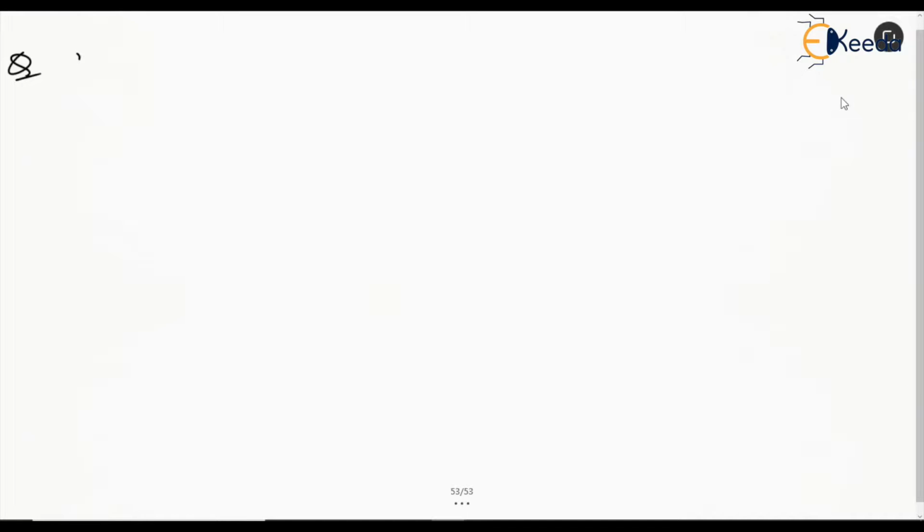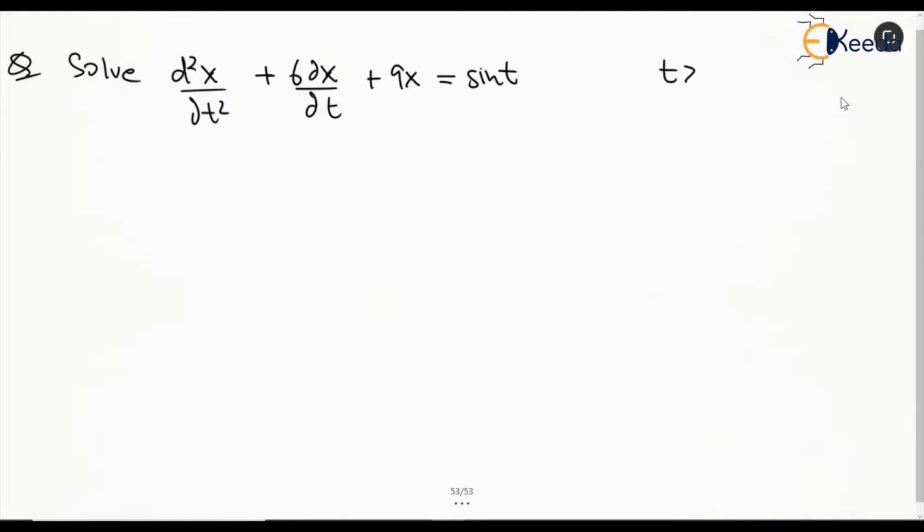So it says, solve the differential equation d2x by dt square plus 6 dx by dt plus 9x equal to sine t for t greater than or equal to 0. So we have to solve it using the Laplace transform.